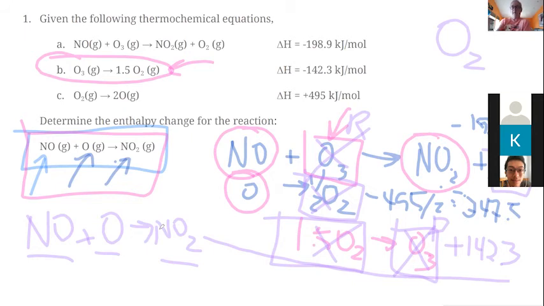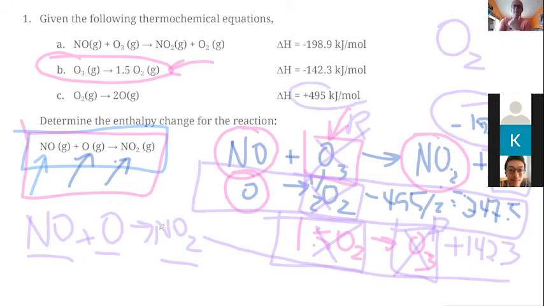If you remember, we didn't do anything to reaction A, so the energy stayed the same. We flipped reaction B around. Did we divide it by anything? Oh, I'm sorry, no. We took reaction C and divided it by 2. That's this one. We flipped it around too, we did a lot to that one. So we turned this into a negative, and we divided it by 2. So that's minus 247.5. That's where that came from.